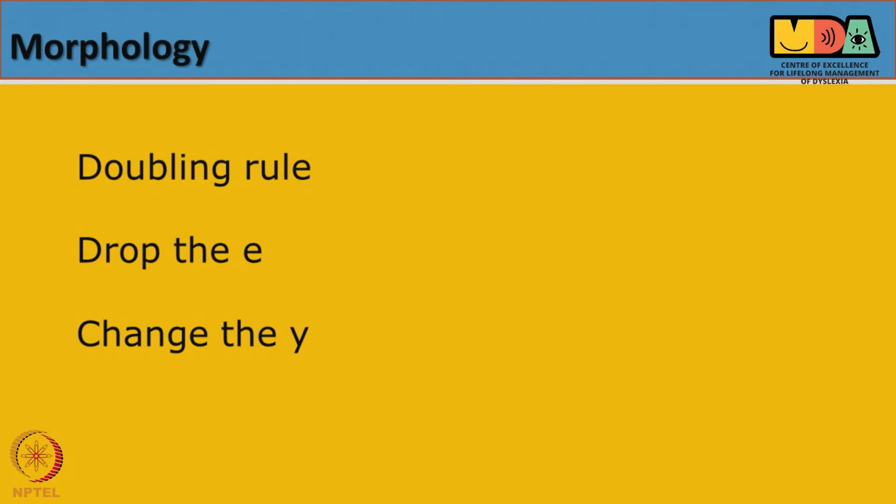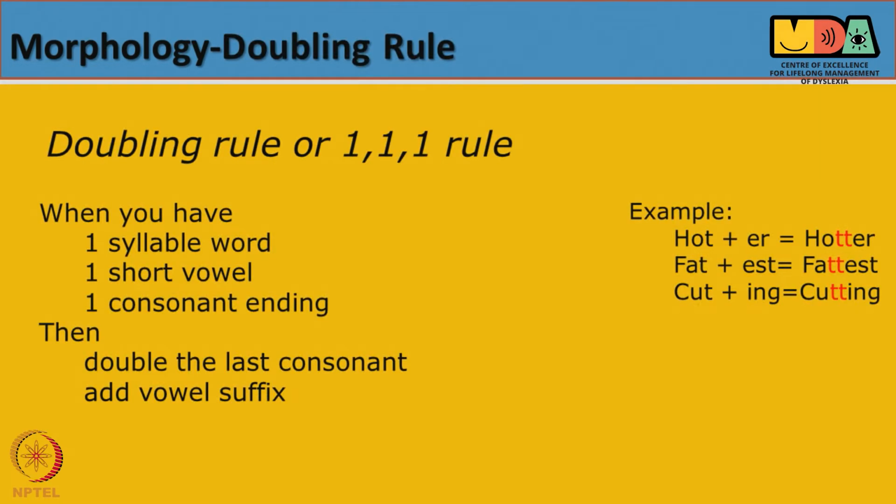The first rule that we are going to see is the doubling rule or the 1-1-1 rule. The 1-1-1 rule goes like this. When you have a word with a single syllable, with a single vowel in the middle, ending in a single consonant, then in order to add the vowel suffix, you double the last consonant. For example, let us take the word hot. Now, I want to add the suffix to make it a comparative word.